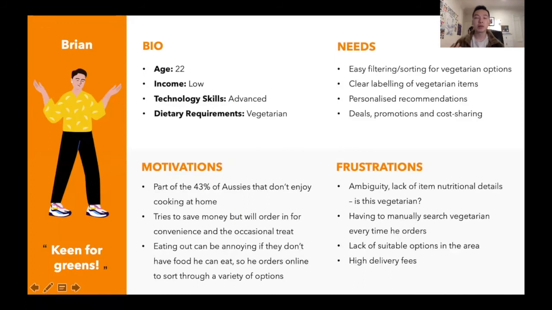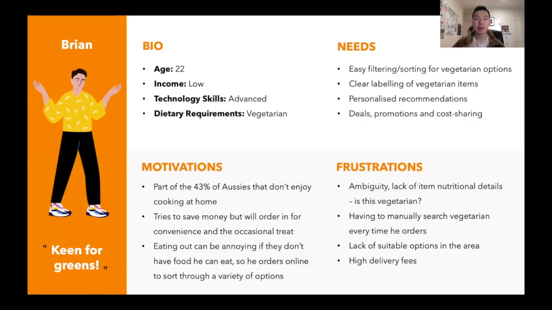So, based on these observations, as well as external research into growing trends, the first persona we've come up with is Brian, who is a vegetarian but also relatively low income. So, he needs to be able to meet those dietary needs while also being able to save money. And he's especially frustrated by things such as ambiguity over something that is vegetarian or not.